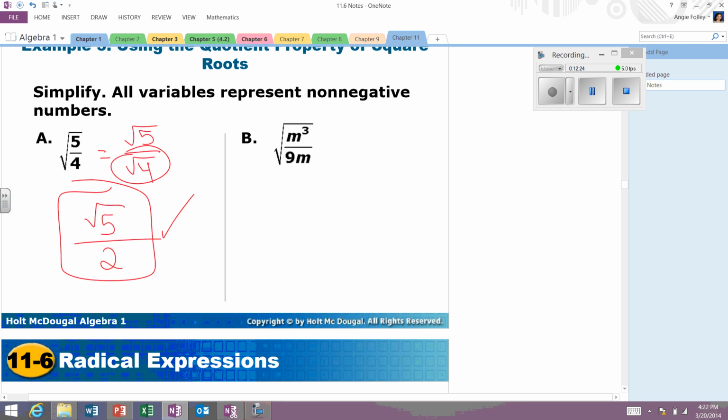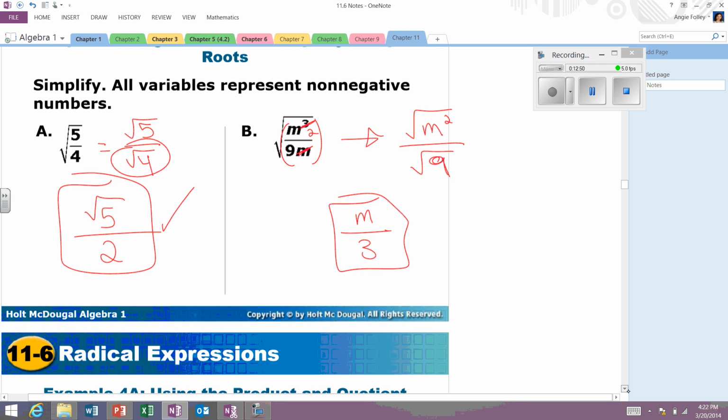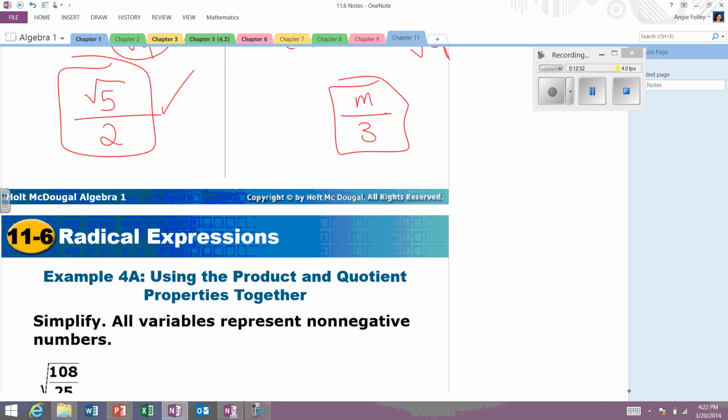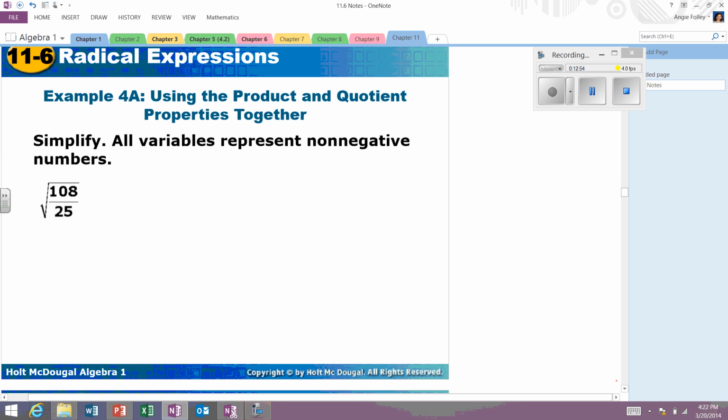Okay, so on this next one, I'm actually going to simplify the fraction first. Because I have 3 m's on top and 1 on the bottom, I can take that away, and I have m squared on top and no m's on the bottom. So now the square root of m squared is just m, and the square root of 9 is 3. Okay, try the next one.